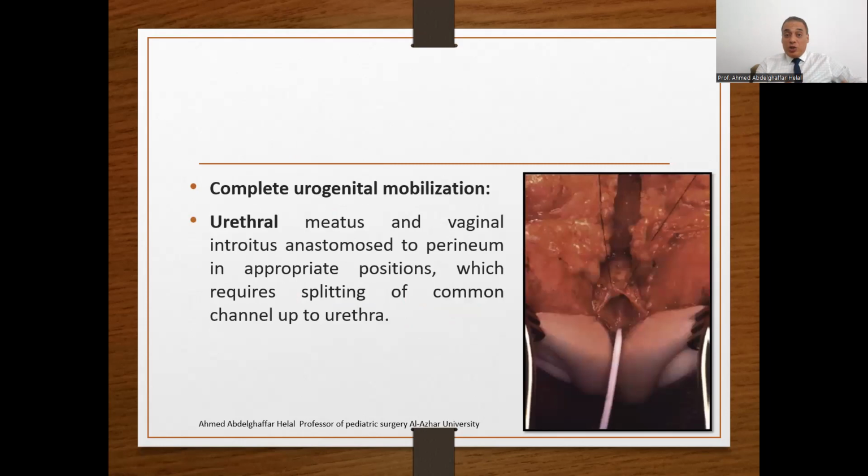The complete mobilization will end with the vagina, introitus, and the urethral meatus being anastomosed to the perineum and moved as a single unit after performing PSARP for the rectum. So this is composed of two elements, PSARP for the rectum and total urogenital sinus mobilization, in case we have a short common channel, not more than 3 cm. So we can move the urethra and the vagina as one unit and pull them down to the perineum, so there is no long distance.